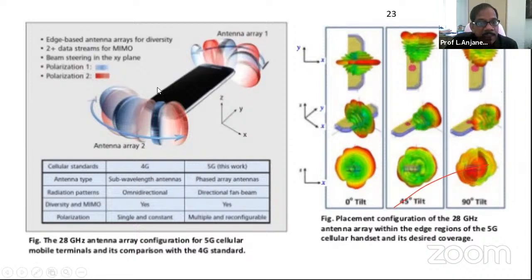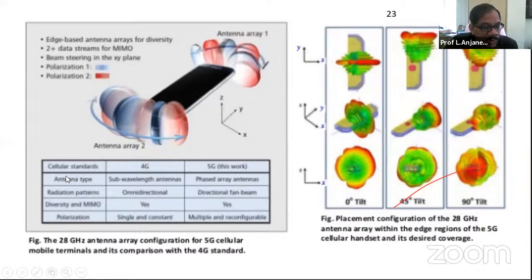We have one antenna. It has in fact two antenna arrays, because all your 5G phones should actually communicate in all the directions. So the antenna design is complicated and integrated into the cell phone. So it implies what is called an antenna array integrated into the cell phone device.